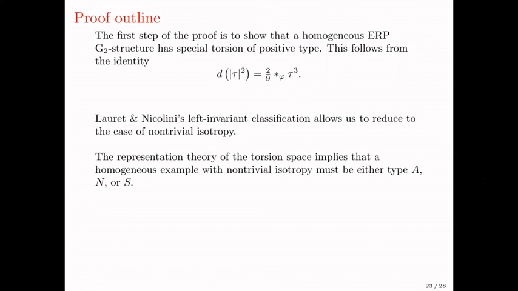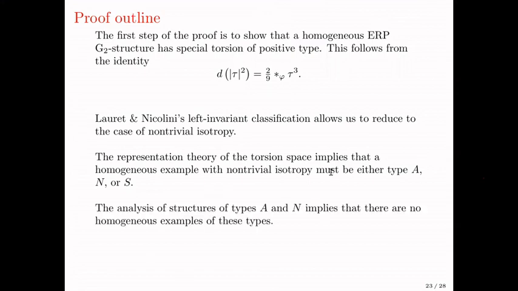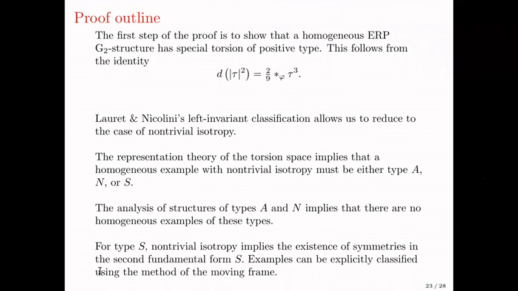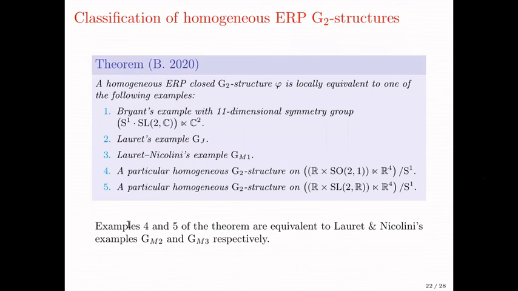So only one of the tensors could exist. Next, I've already analyzed the structures of type A and N, and it turns out none of them can be homogeneous. So there are no examples there. And then for type S, the non-trivial isotropy implies the existence of symmetries in the second fundamental form. And then you can just attack that head on with the method of moving frames and classify exactly what the possible examples would be. And you get exactly these 5.